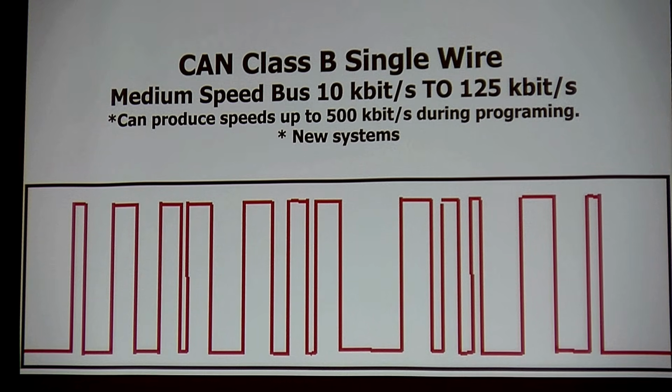Because the other modules are expecting messages back and they don't get them, so they code them. So CAN B single wire. This is LAN. So basically I have a medium speed, 10 to 125, but I'm not carrying this on a 2-wire medium. I'm carrying this on a single wire medium. And on the new systems, this CAN can go up to 500 kilobits.